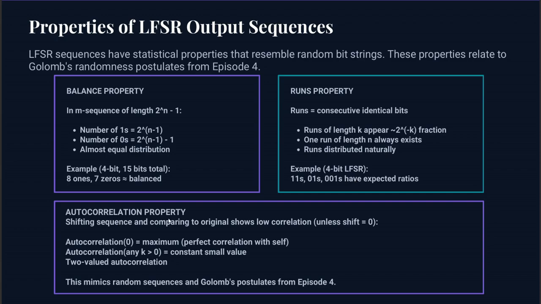The third property is autocorrelation. If the sequence is shifted and combined with itself, the similarity becomes very low except at zero shift. At zero shift, the sequence perfectly matches itself. Low correlation is extremely useful in communication, synchronization, radar, sonar, and spread spectrum technologies. Together, these properties make LFSR sequence behavior similar to a random sequence, even though it is generated deterministically.